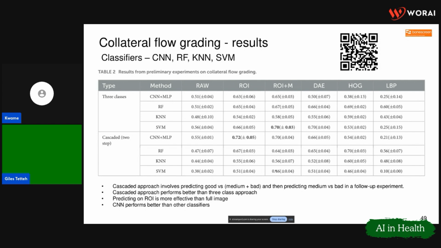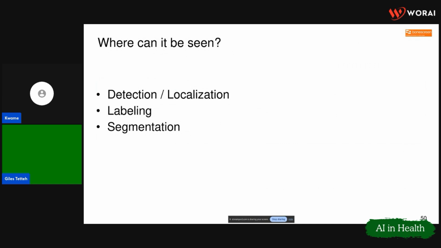So here, it's a classification task. Just to note, we want to classify what is seen in the image, right? Then we look at where it can be seen. So under where it can be seen, you have what we call detection or localization.